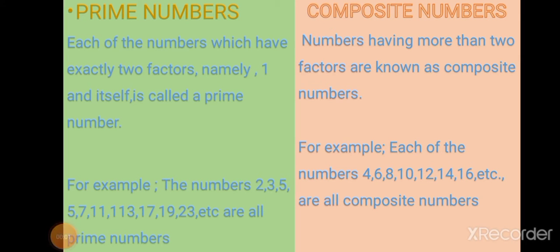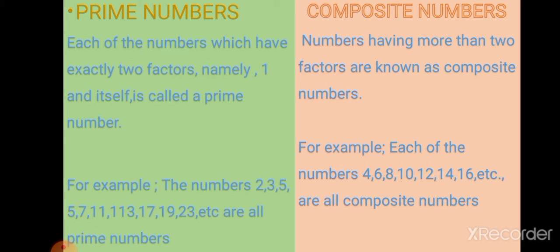Now we will see the prime numbers. Each of the numbers which have exactly two factors, namely 1 and itself, is called a prime number. A number having exactly two different factors, that is 1 and the number itself, is called a prime number. For example, 7. 7 has factors 1 and 7.